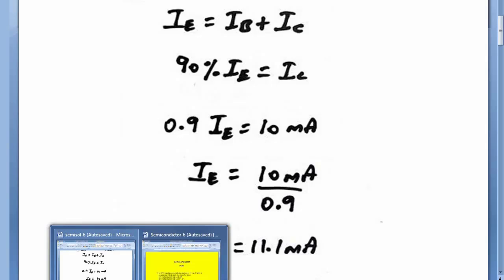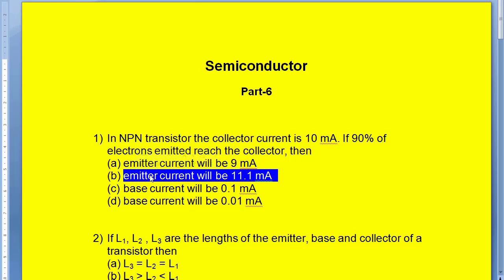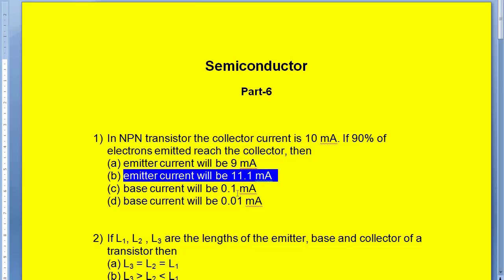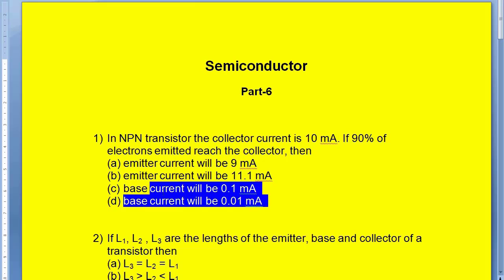Okay, so we'll see the options. Here we are given 11.1 milliampere. The first option is incorrect because we already got the emitter current as 11.1. Now the base current: the emitter current is 11.1 and the collector current is 10, so the base current is actually 1.1. So C and D are also incorrect. So the correct answer is the second one, the emitter current will be 11.1 milliampere.